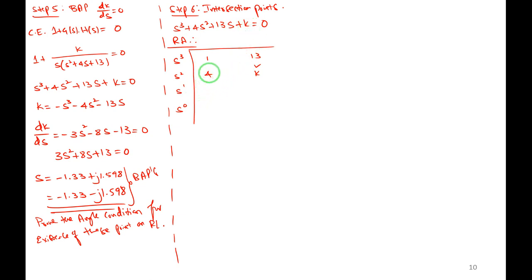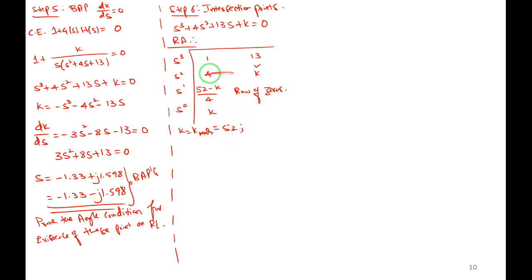So let me calculate this element. 4 into 13 is 52. 52 minus 1 into k, divided by 4. No need to calculate this. This is the constant term, it is k. Two elements, two elements, one element, one element. Next, row of zeros. If I substitute k equal to 52, this will become a row of zeros. So the marginal value, K equal to K marginal, and that is equal to 52.